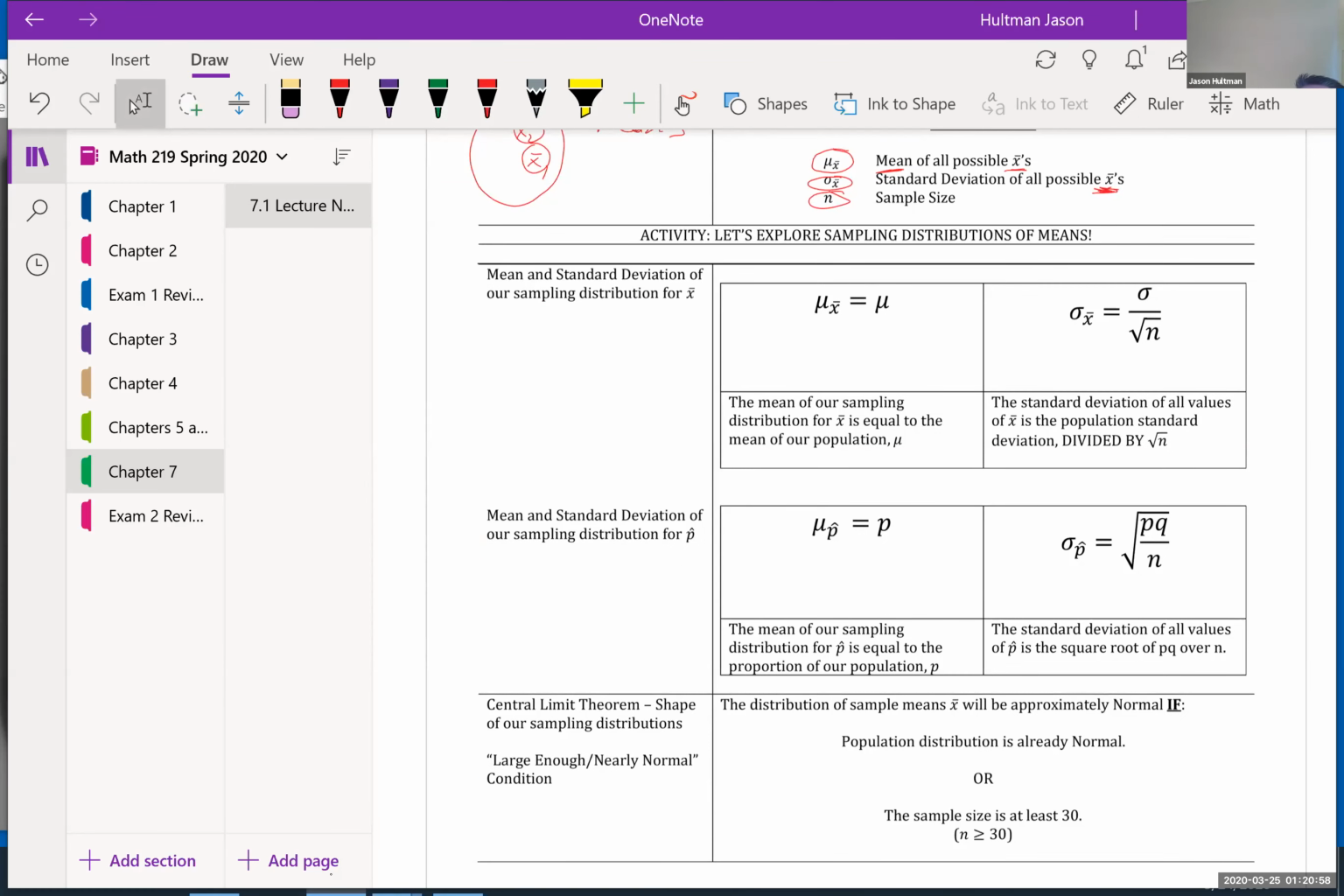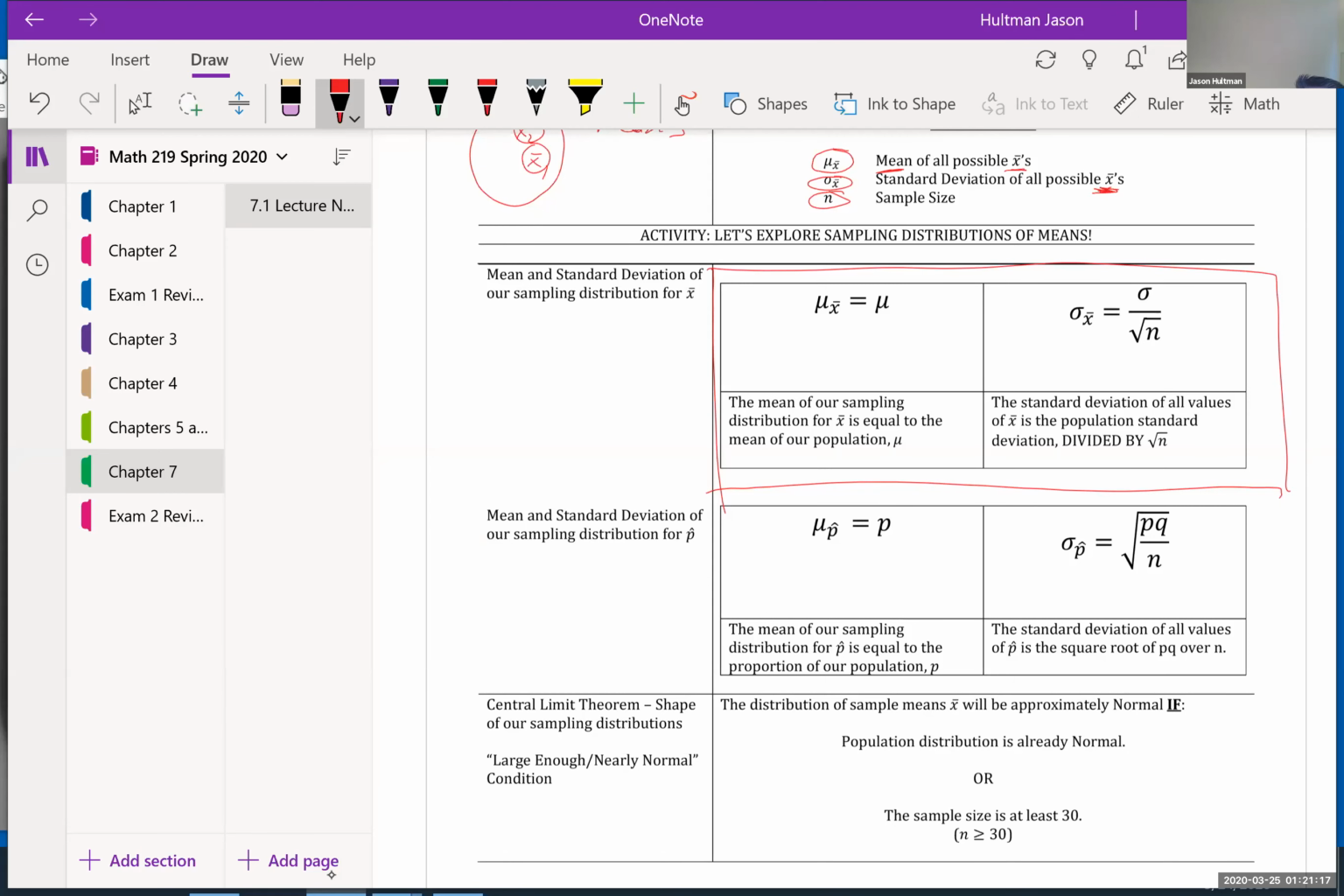Okay, so let's deal with just means for right now. We'll get to proportions in a little bit, but I just want to focus on the means. So we'll save this stuff and just focus right on this for now.